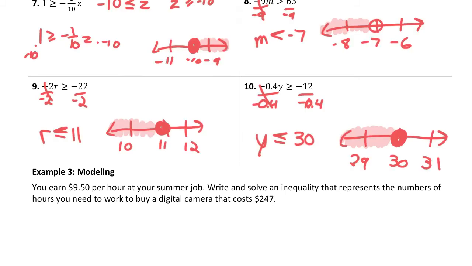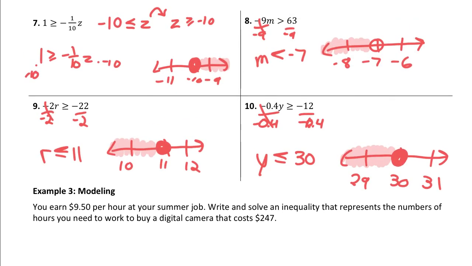Okay, so to explain these, I'm really just going to explain number 7. Because number 7 is a fraction. So, all these, I flipped the signs. I made sure I wrote them correctly. In number 7, I had -1/10, so I multiplied both sides by -10. And that caused the sign to flip. And so to write the inequality with the variable on the left, I flipped that sign around again. So I got z is greater than or equal to -10. So that's the only one I wanted you to look out for because of the fraction.